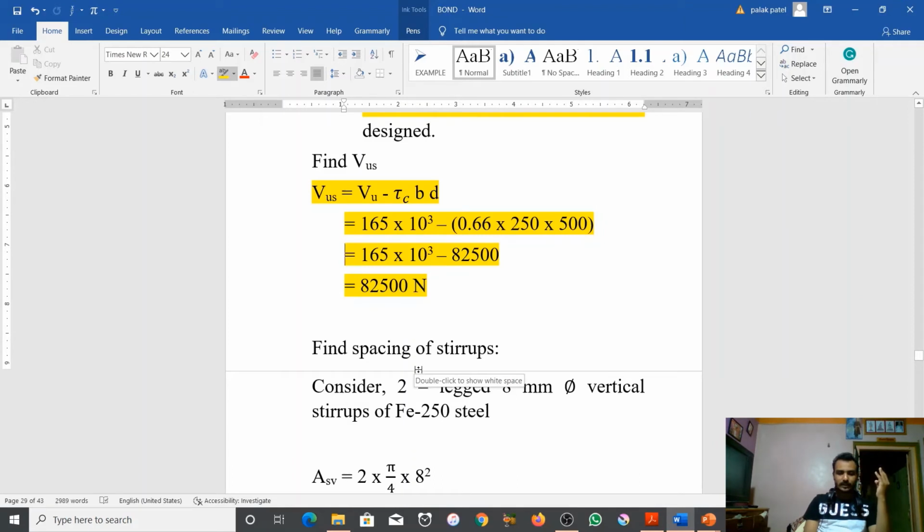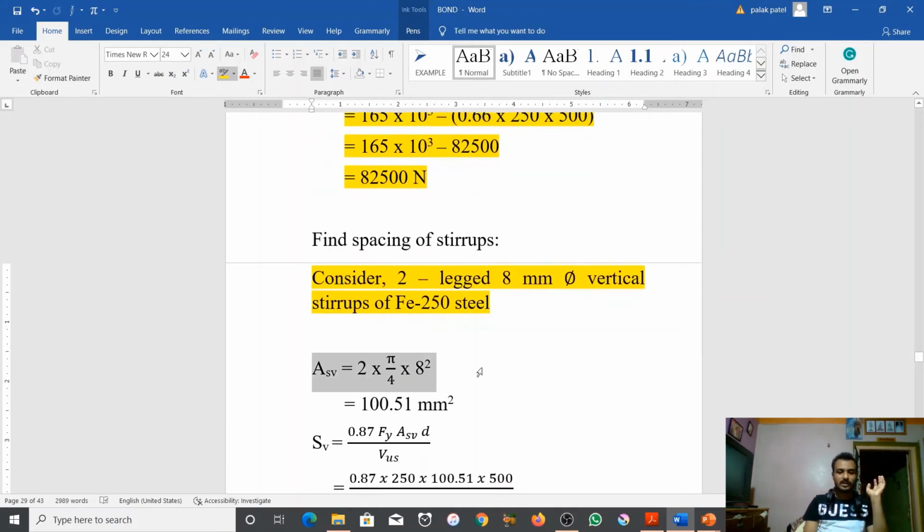At this condition, we consider two-legged 8 mm diameter vertical stirrups of Fe 250 grade. This data is assumed by us. If this data is not given in the example, then we can assume it. So Asv is 2 into pi by 4 into 8 whole square. 2 means two-legged, 8 is the diameter of the bar. So Asv is 100.51 mm square.